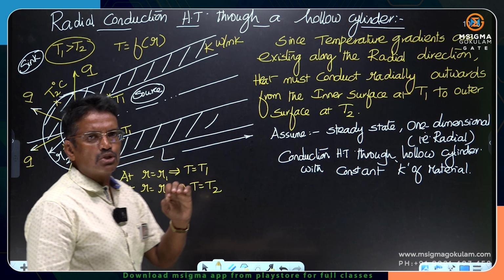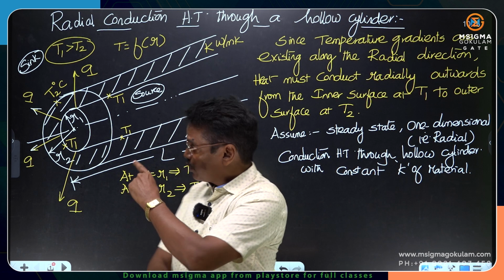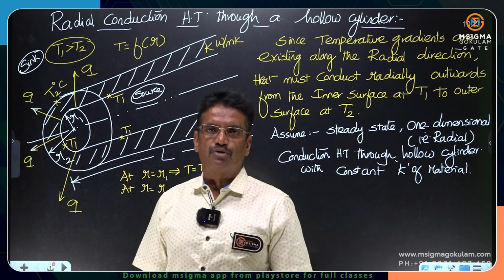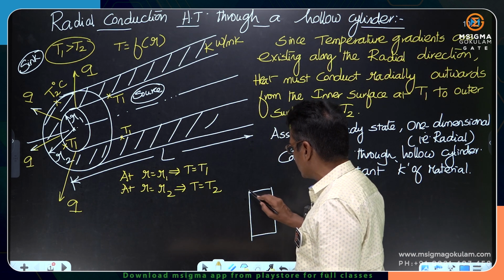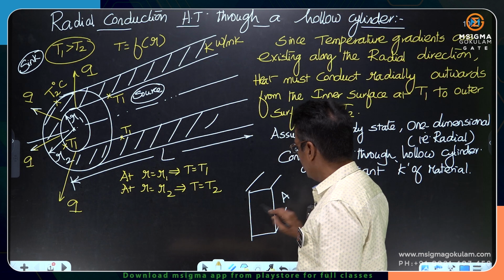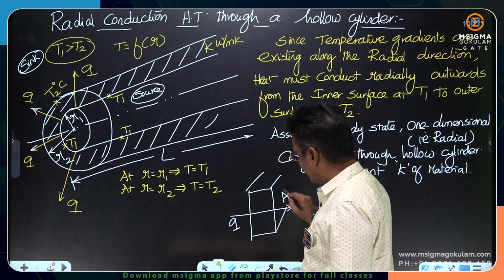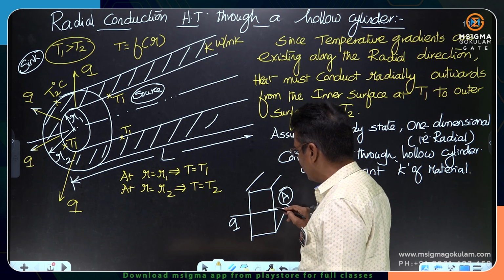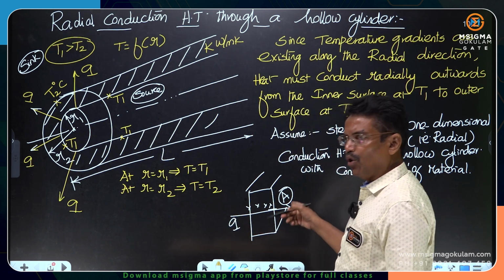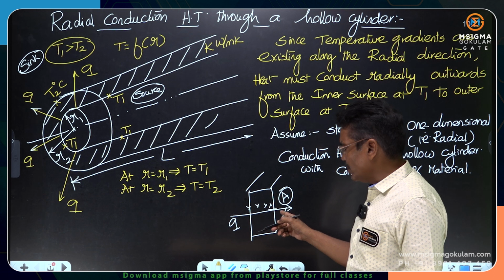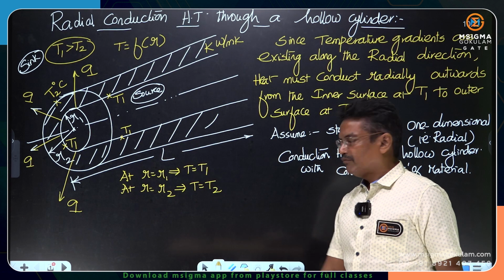Now, the main difference you can see between the conduction through a slab and radial conduction heat transfer through a hollow cylinder, I am just highlighting here. In the earlier case of the slab, if the conduction is happening like this, the area of the conduction will not change in the direction of the heat flow, here or here or here. Everywhere along the direction of the heat flow, the area of conduction heat transfer remains constant in case of the slab geometry. Now, that is not valid here.